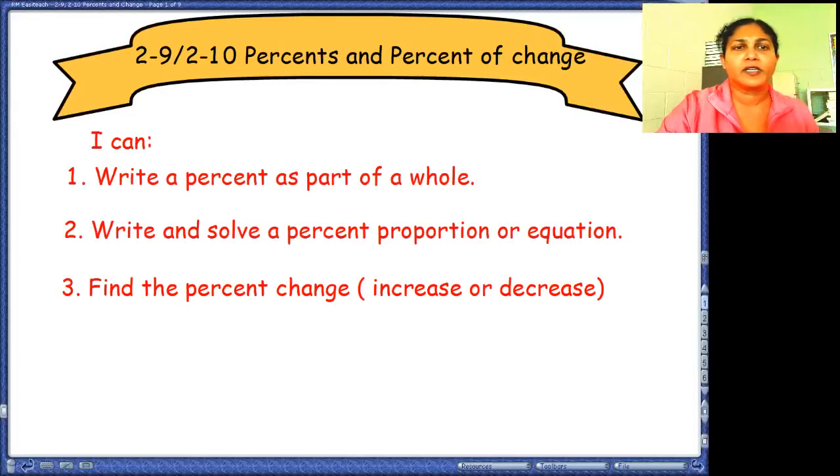Hi everybody, today's lesson is 2-9 and 2-10. Most of this lesson is a repeat of what you have already done. So this is just a quick refresher with some new things that you need to know.